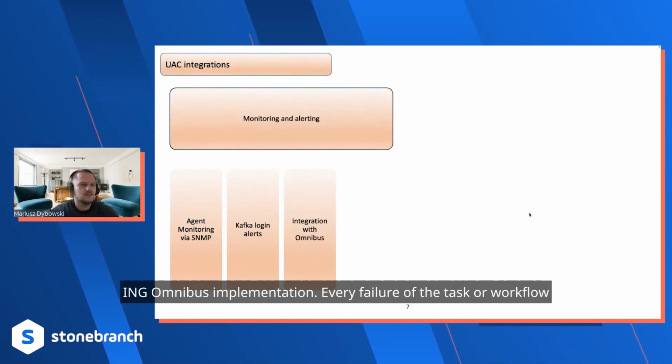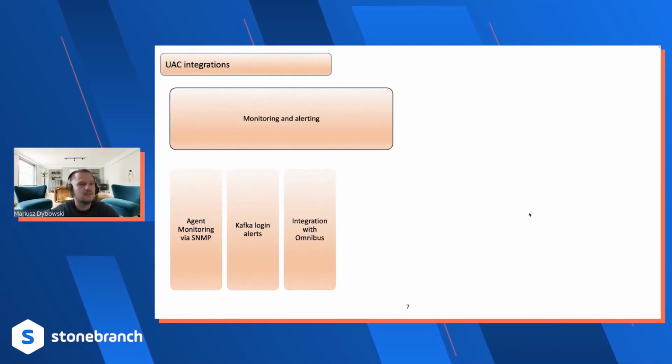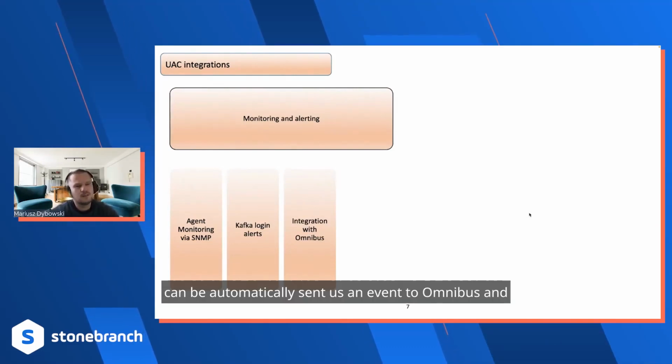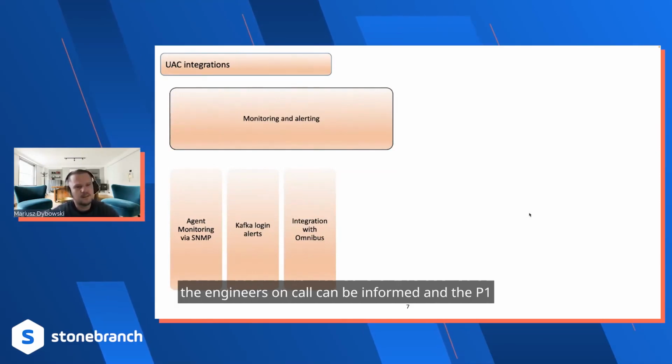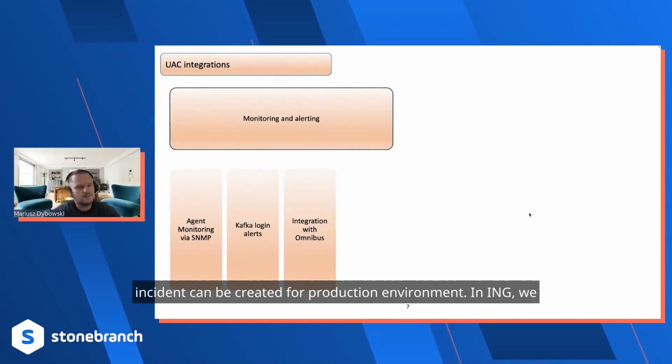We also integrate with the ING Omnibus implementation. So every failure of a task or workflow can be automatically sent as an event to Omnibus, the engineers on call can be informed, and a P1 incident can be created for the production environment.